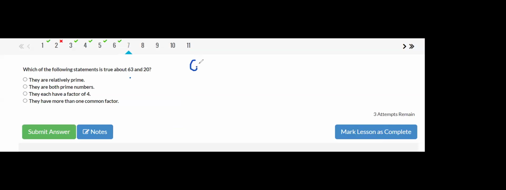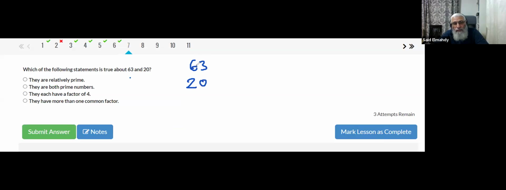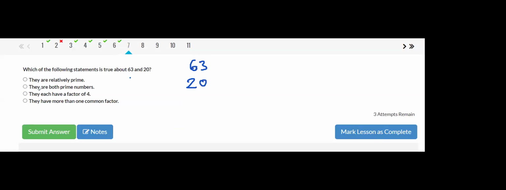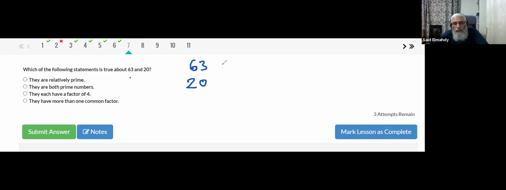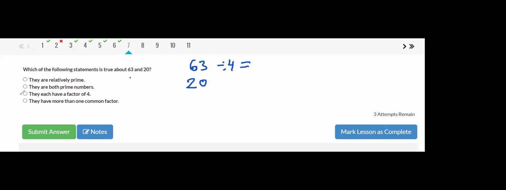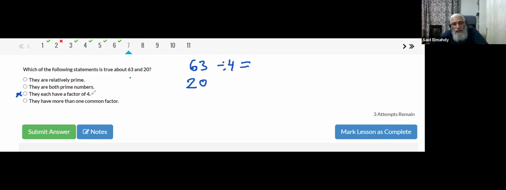They each have a factor of 4. What did you say? They each have a factor of 4. Can you divide 63 by 4? No, because 63 is odd. It cannot be divided by 4. Okay.